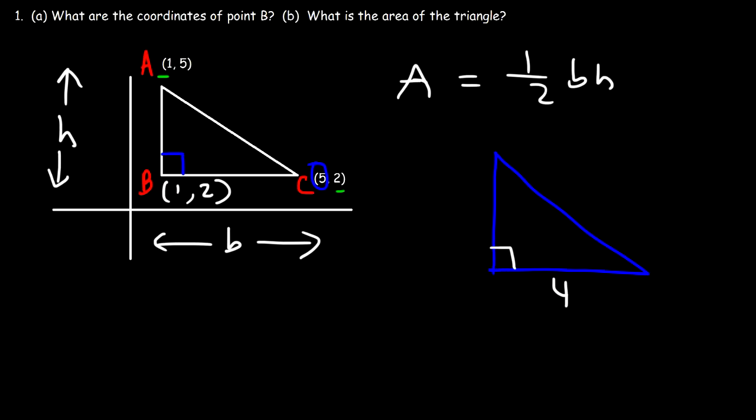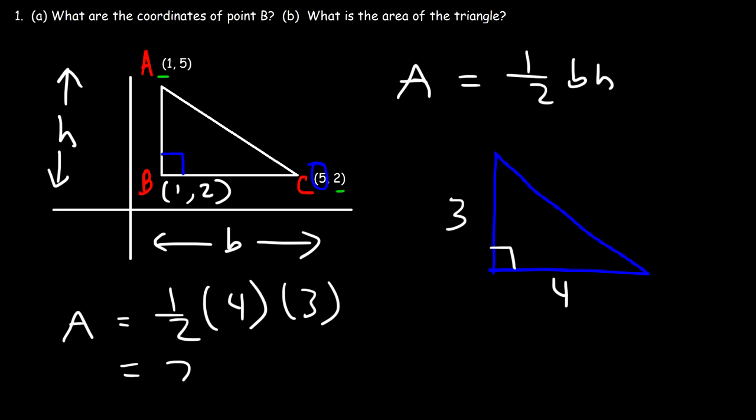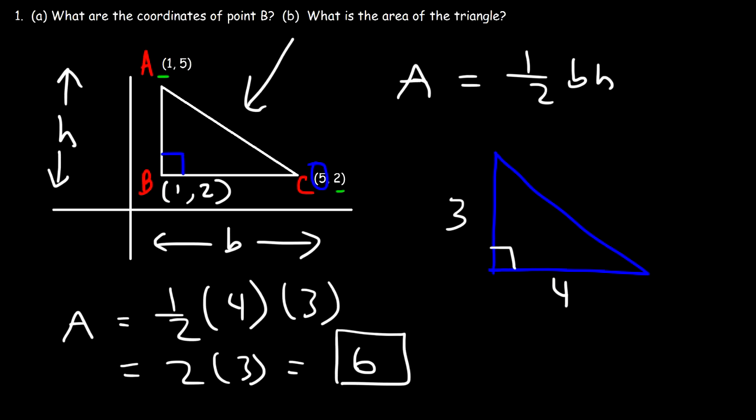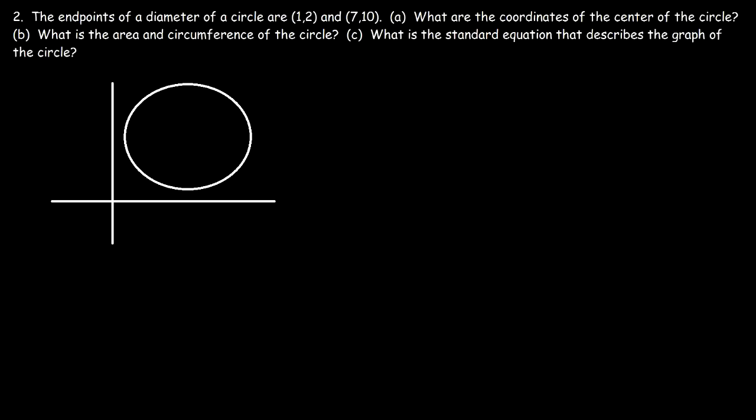Now, the height, notice that the x values are the same, so we don't have to worry about that. The difference is 5 minus 2. And so the distance between A and B is going to be 3. And now we can calculate the area. So it's going to be 1/2 base times height. The base is 4, the height is 3. Half of 4 is 2. And 2 times 3 is 6. So the area of this right triangle is 6 square units.